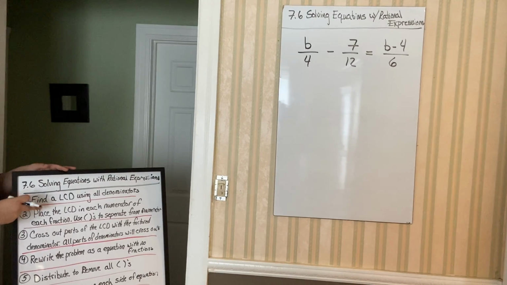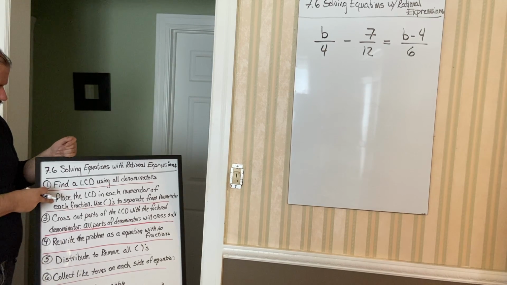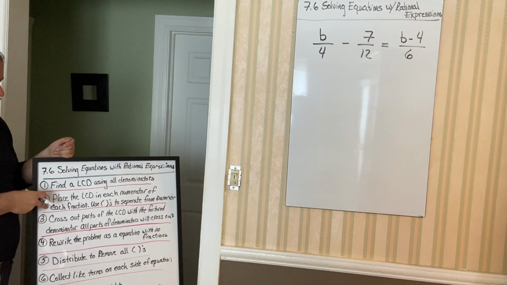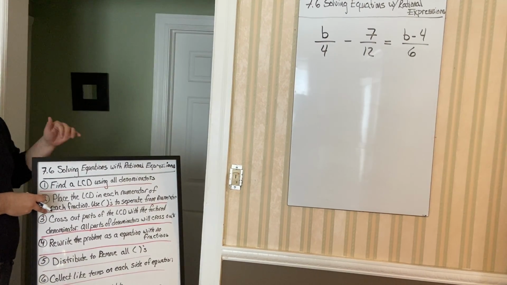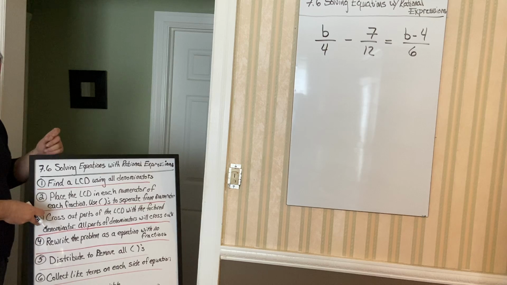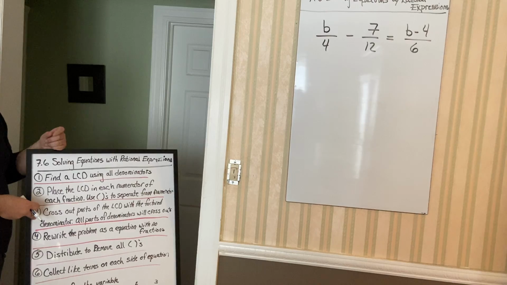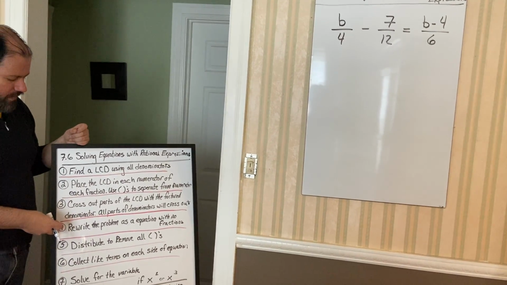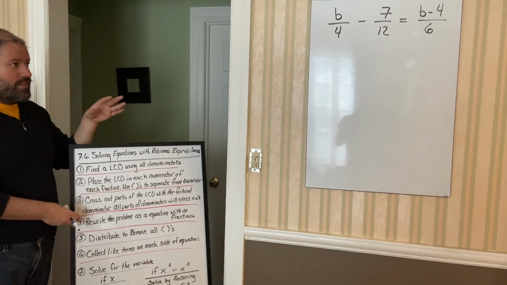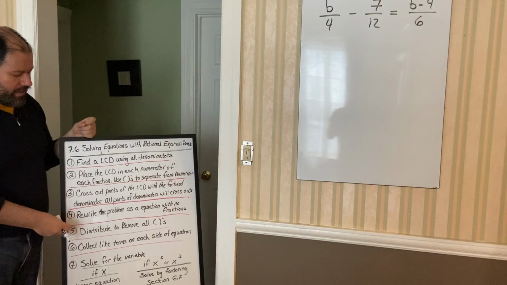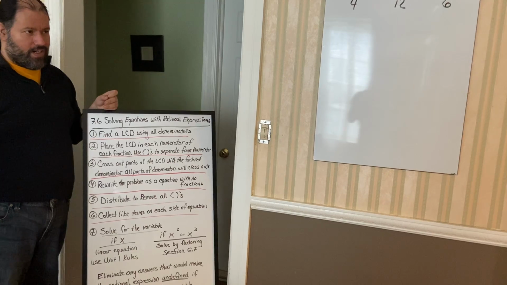Once you find the LCD, then what we're going to do is we're going to place the LCD in the numerator on the top of each of these fractions. And the reason why we do that is so that when we get to step 3, we can cross out part of the LCD with the denominator. Our goal after we do step 3 is that all the denominators will disappear, that we don't have any more fraction bars. So what we're going to do is then rewrite the problem, and by rewriting the problem, then we don't have to worry about fraction bars. We can then distribute and collect like terms to actually solve for the variable.